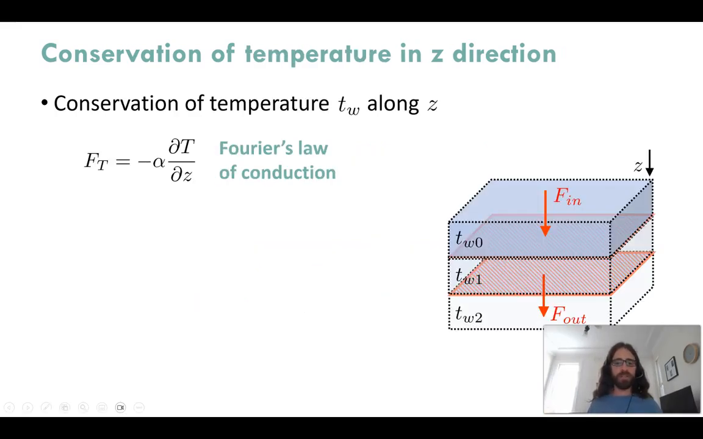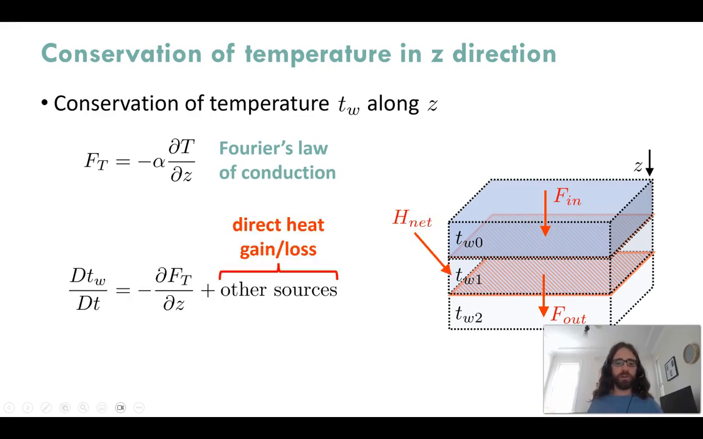Finally, we have the conservation of temperature, and I'm giving this variable a subscript W to differentiate it from time. And we are going to consider how temperature varies along the direction Z. We have Fourier's law of conduction to define the flux in terms of the molecular diffusion. We also have the basic principle relating that flux to the rate of change. And in this case, the additional sources or losses are going to be direct gain or loss from heat. So H net here is some sort of a net heat exchange.